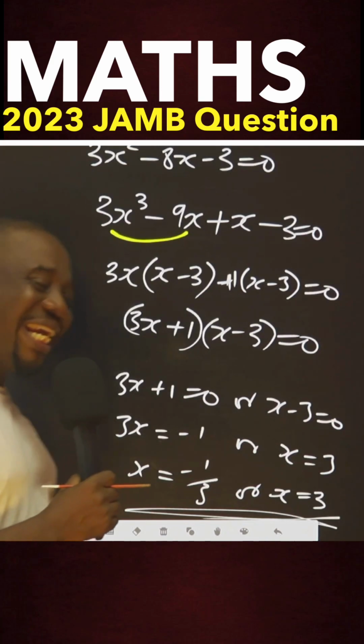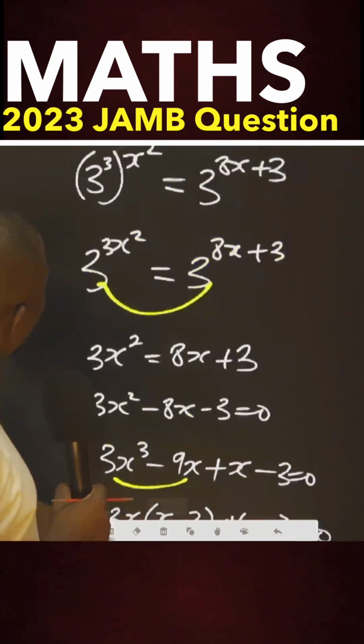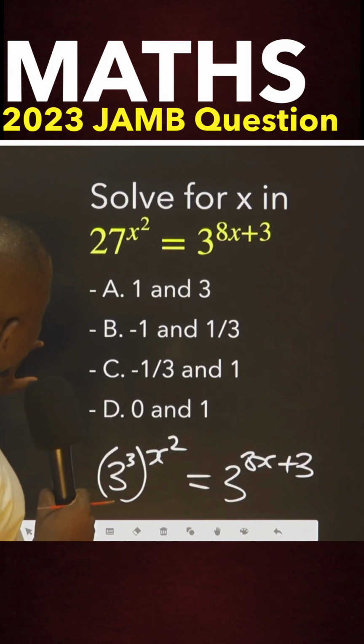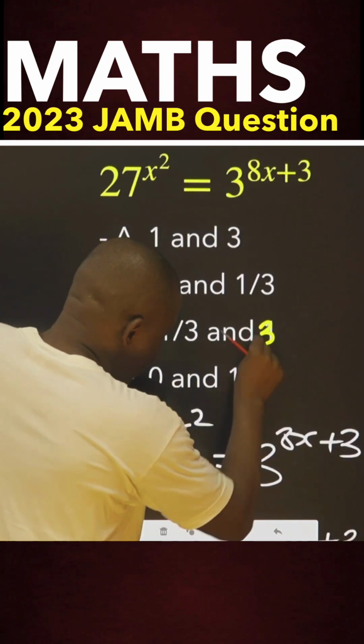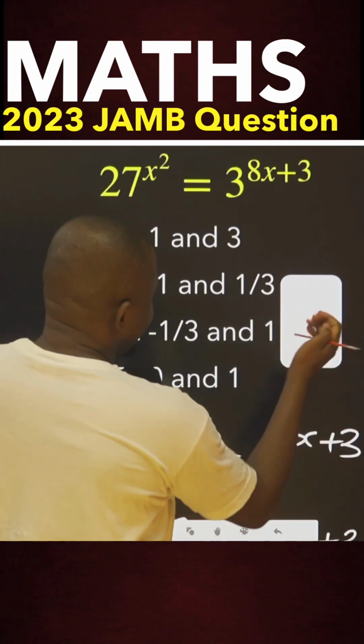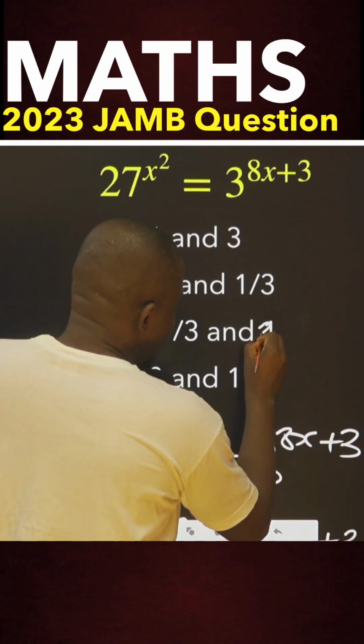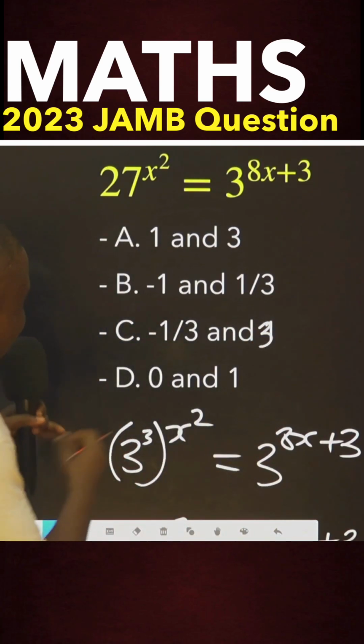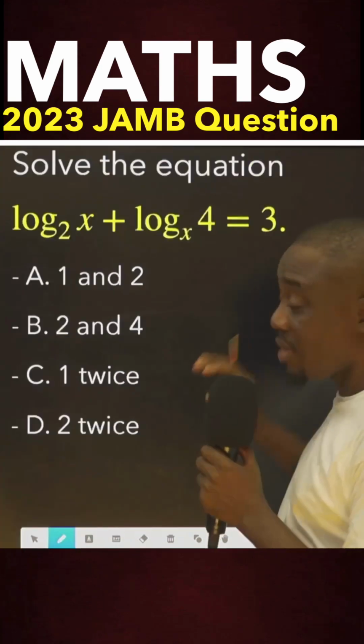Minus 1 over 3 and 3. This is actually 3, okay? This was 3. This is not 1, okay? So C is actually the answer, okay?